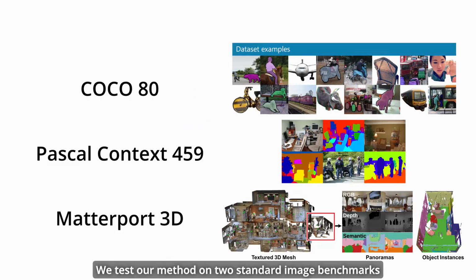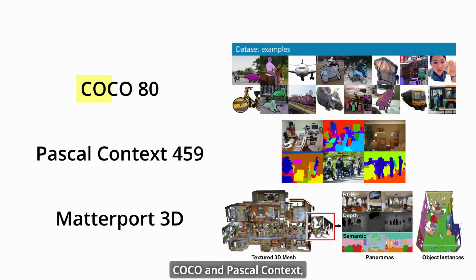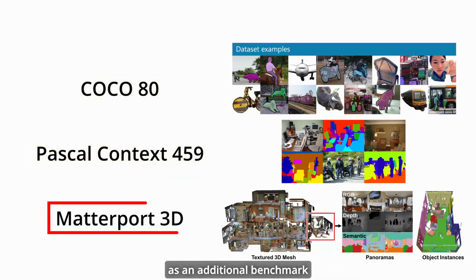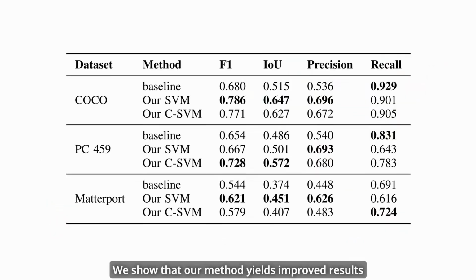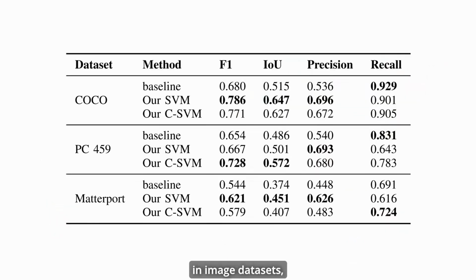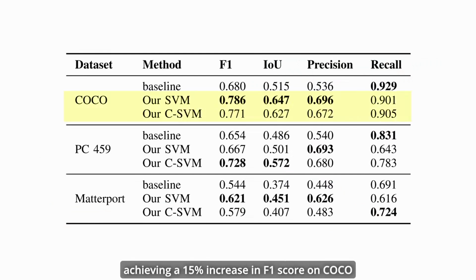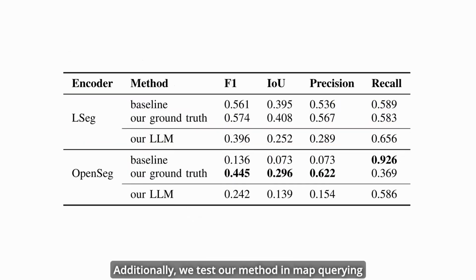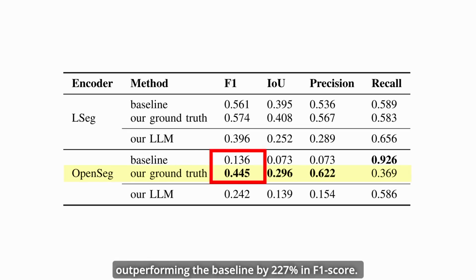We test our method on two standard image benchmarks, COCO and Pascal context, and use images from the mapping dataset as an additional benchmark. We show that our method yields improved results in image datasets, achieving a 15% increase in F1 score on COCO and a 9% increase in Pascal context. Additionally, we test our method in map querying. Our method yields a significant improvement when utilizing OpenSeg as the encoder, outperforming the baseline by 227% in F1 score.